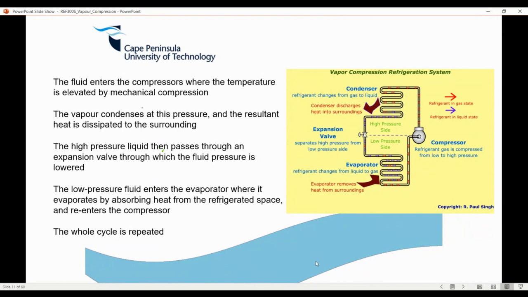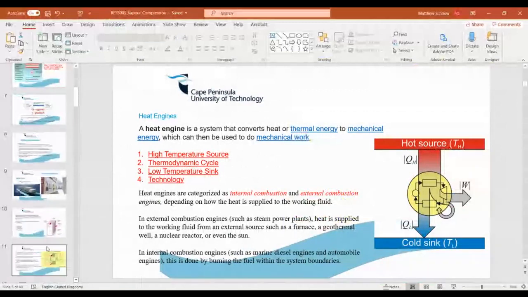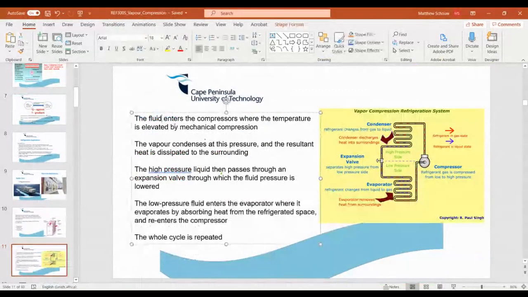The fluid or refrigerant enters the compressor where the temperature is elevated by mechanical compression, right? So that is not true. It's not the fluid. It comes as a gas, right? So I'm going to say the refrigerant, rather. Let me call it the refrigerant here, just so I can have peace in this text. It's not a fluid, it's not a gas, it's a refrigerant. And I've got a better slide.